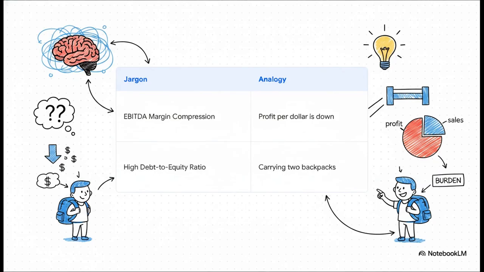Now, you know as well as I do that finance is just full of jargon that makes non-finance stakeholders' eyes completely glaze over. EBITDA margin compression, that might mean something to you and me, but to the marketing team, it's totally abstract. But here's the magic. You can prompt your AI to act as a specialized translator, turning that dense jargon into plain language analogies. Suddenly, EBITDA margin compression becomes, hey, our profit per dollar of sales is going down. It beautifully bridges the gap between those abstract spreadsheets and tangible, everyday reality.